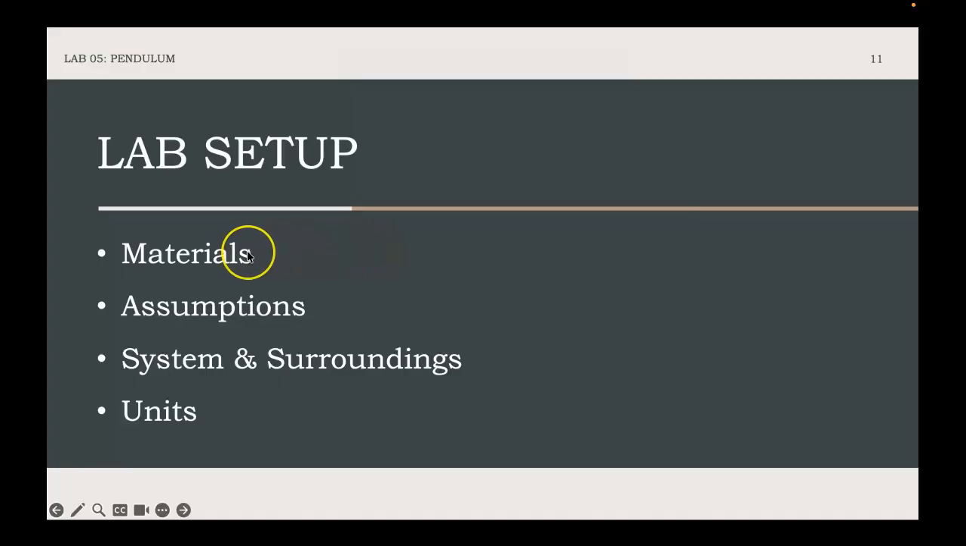So for our lab setup, our materials were an AirPod case, a piece of floss which acted as our string, a camera, the tracker software, and also a protractor within the tracker software. Our assumptions were that the system was isolated with no external forces, and that our system was just the AirPod case and the surroundings were nothing else. We also assumed that the floss was massless. And the units were meters and seconds.